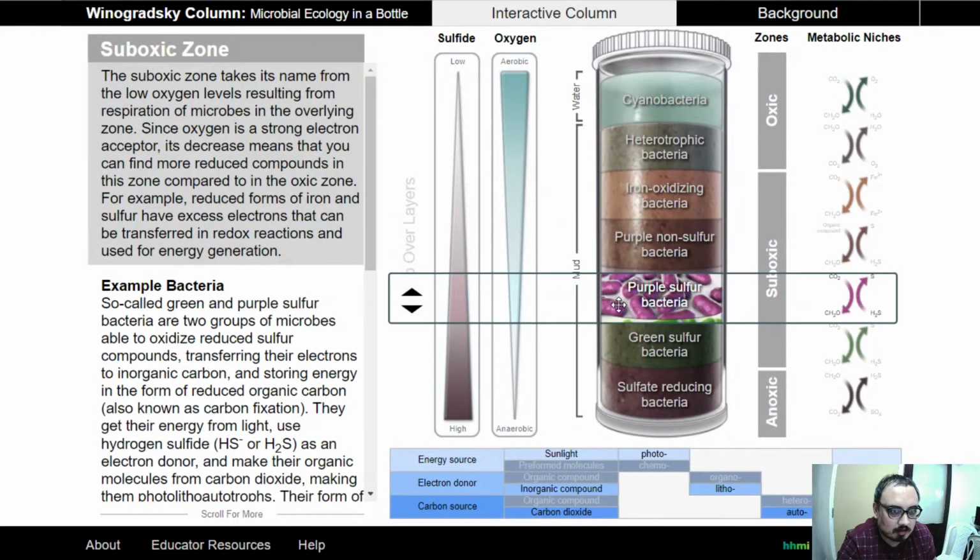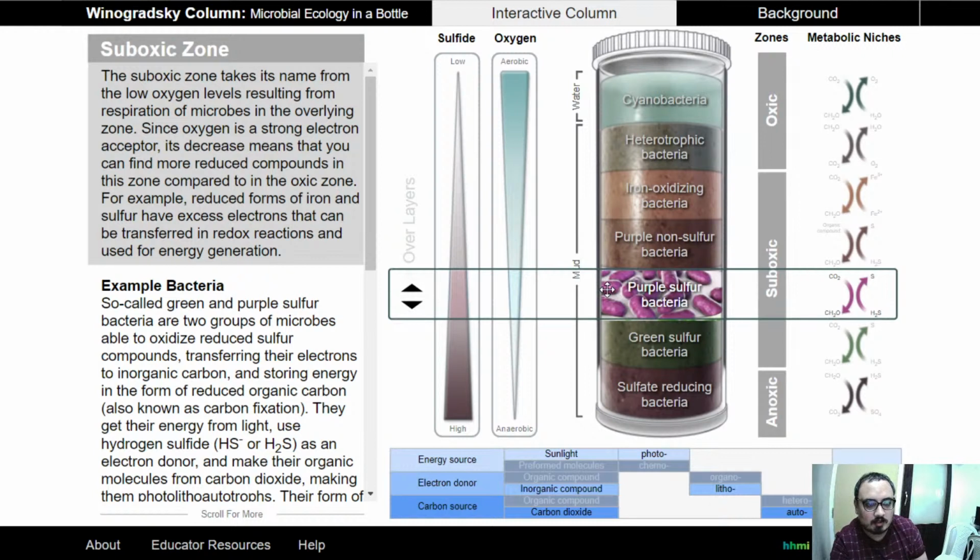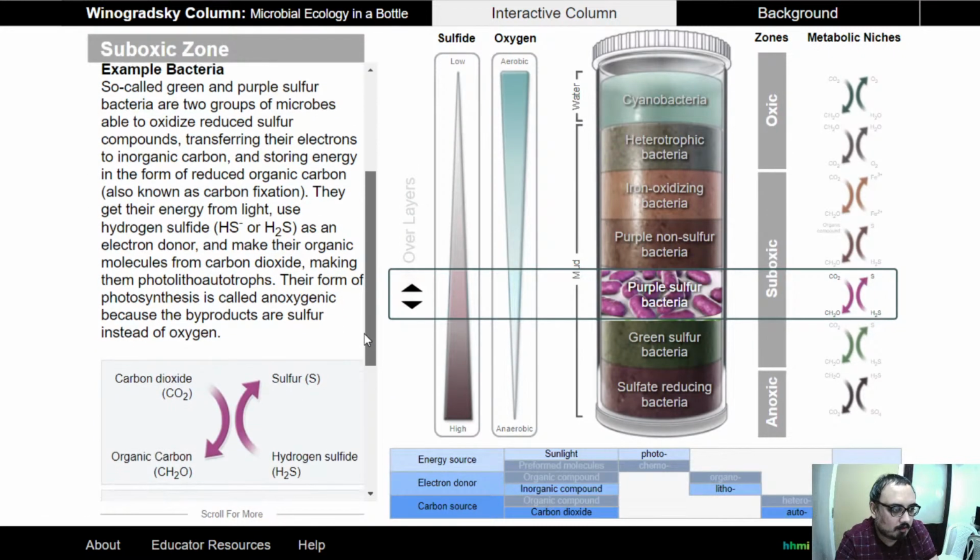Now the next one is the green sulfur bacteria. Again sulfide level increases and the electron donors will be lithotrophs, inorganic compounds, and they are autotrophs. In this case, hydrogen sulfide will be converted into elemental sulfur.